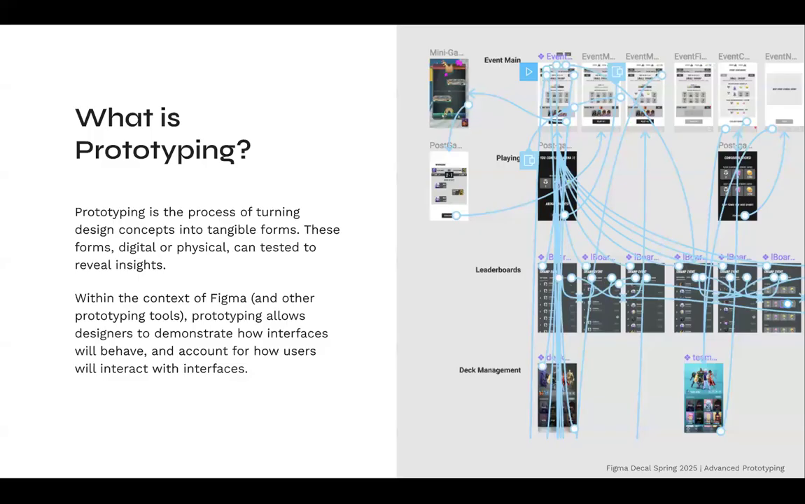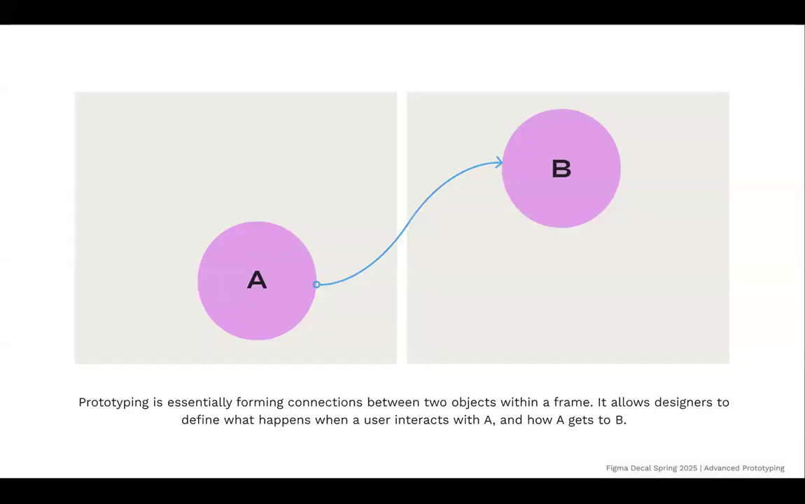It can also be used for something as mundane as a slide deck, where you can prototype so you can click next and everything. So it's essentially forming connections between two objects within a frame. It allows designers to define what happens when a user interacts with A and how A gets to B.